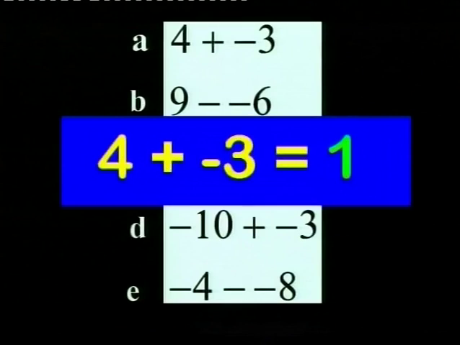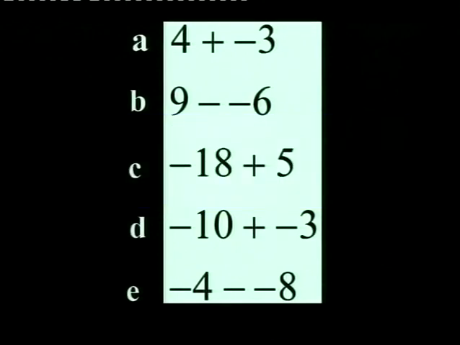When you add a positive and a negative number, you subtract, and you get the sign of the larger number. So it's positive 1. Okay, good. Next one, B. 9 take away negative 6. Okay, the rule says when you are subtracting a negative number, what do you do?